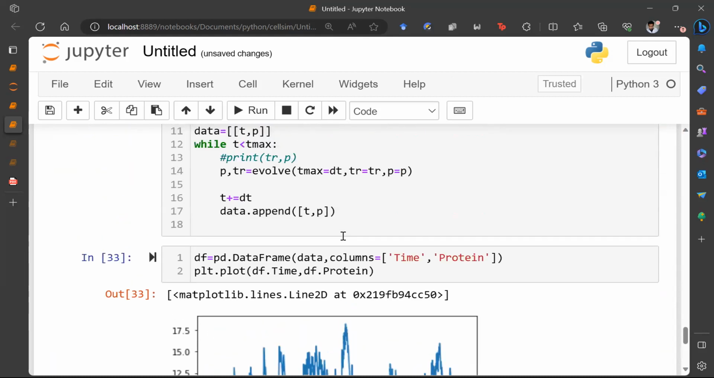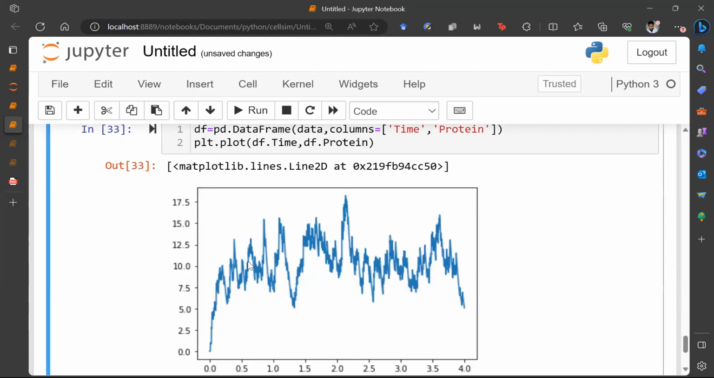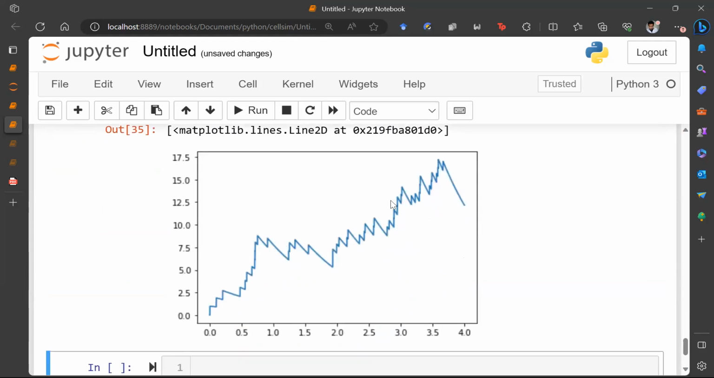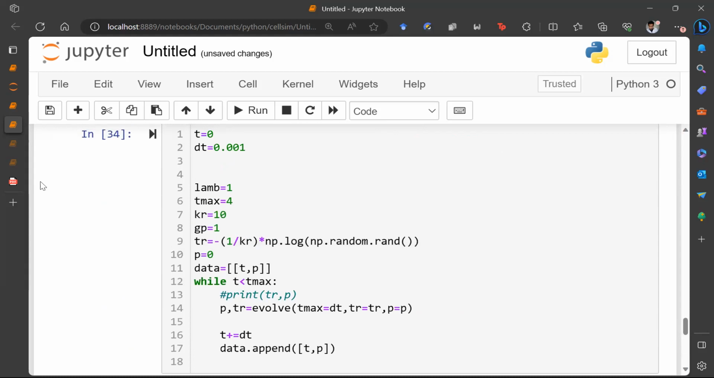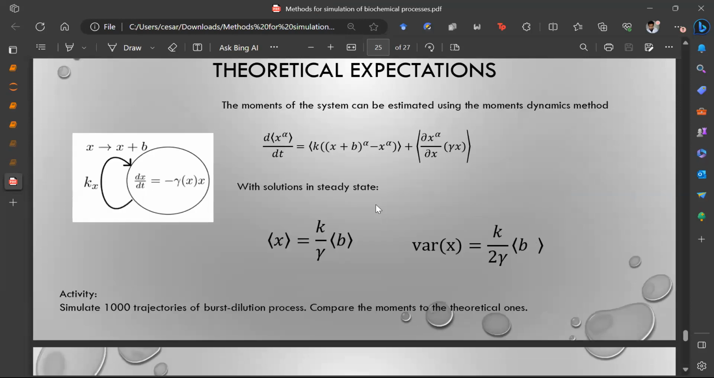Okay, so you see something like this with this particular case. And you're going to see something like this: degradation, jumps, degradation, and I have this theoretical calculation. So how to do it? Usually we can use the moment dynamics approximation. Okay, so how is that consistent?